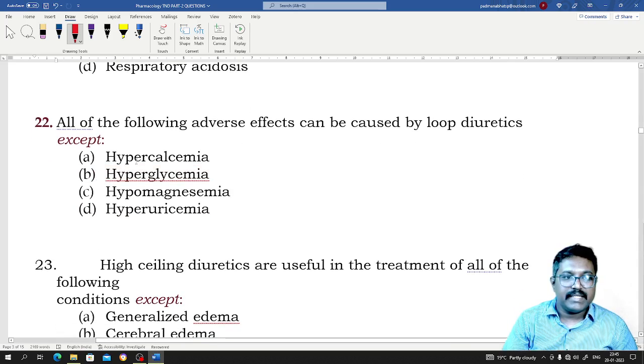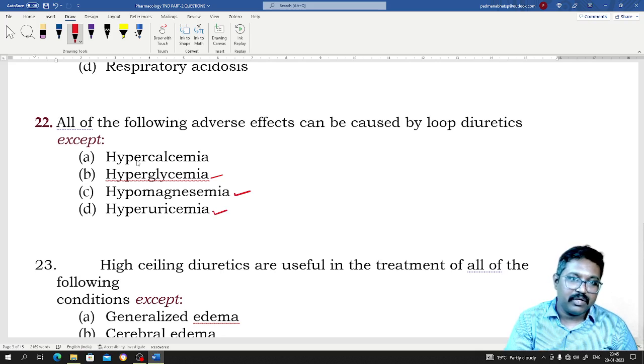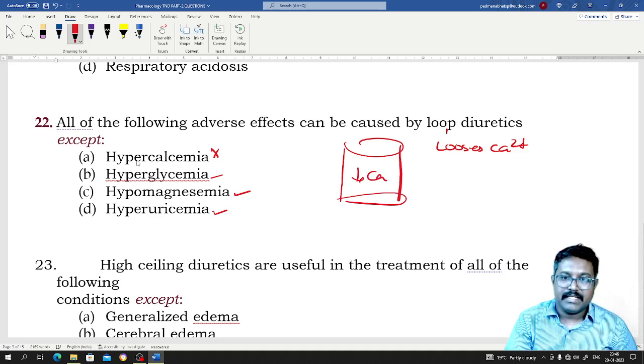Next, moving on to the 22nd MCQ, that is, all of the following adverse effects can be caused by loop diuretics. So as we discussed, it can cause hyperglycemia, it can cause hypomagnesemia, and also it can lead to hyperuricemia, but not the hypercalcemia. So usually loop loses the calcium. So what happens to the concentration in the body? There will be hypocalcemia, but not the hypercalcemia. So this is the answer here for exception.